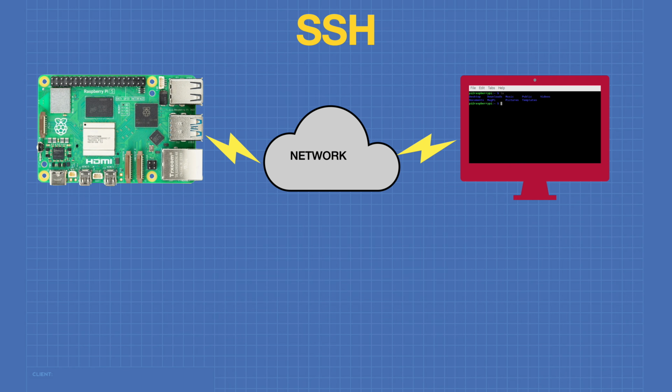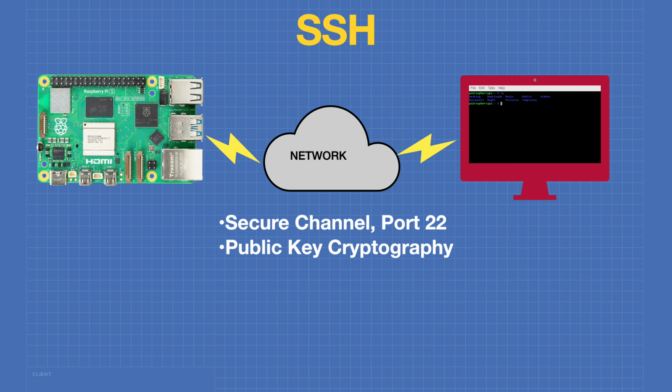SSH establishes a secure channel using TCP port 22, so this is the port that you'll need to open if you're configuring a router to pass SSH. It employs public key cryptography to keep your data safe. SSH is a tunneling protocol, and a tunneling protocol keeps the data hidden and can also traverse networks that normal TCP protocols cannot. In order to use SSH, you'll require a terminal application.